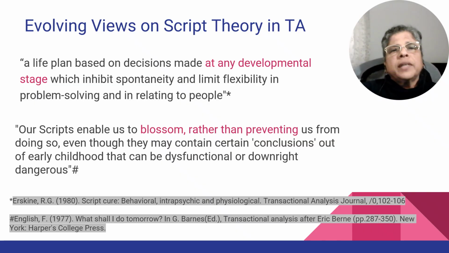Another view is from Vann Joines, who says our scripts enable us to blossom rather than preventing us from doing so. Even so, they may contain some restrictive elements, but the purpose of the script is facilitating our blossoming. So it's a different view from the way Berne had described it.